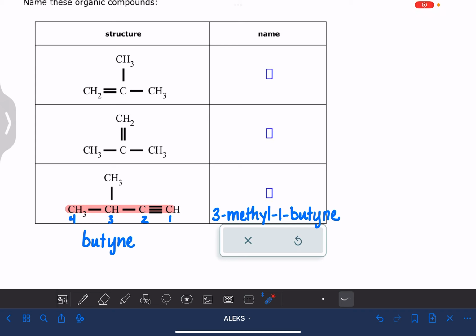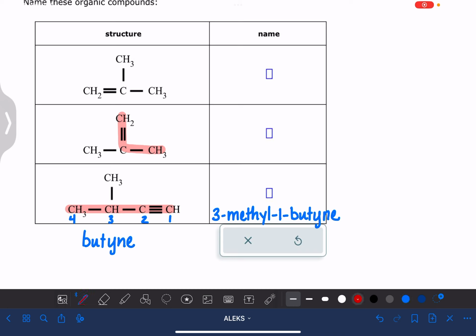Let's try the one up above it. Let's try this one right here. We need to find the longest continuous chain of carbons that contains or includes that carbon-carbon double bond. So I'm going to go this way. We could also go this way. It's the same molecule either way.